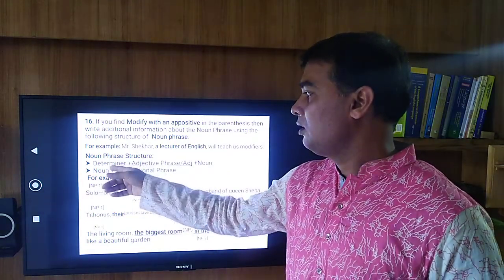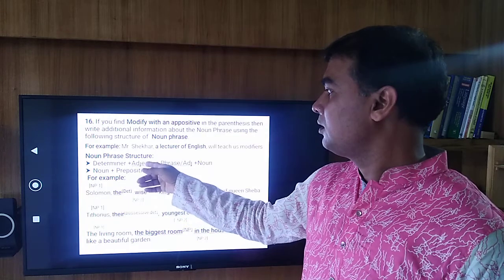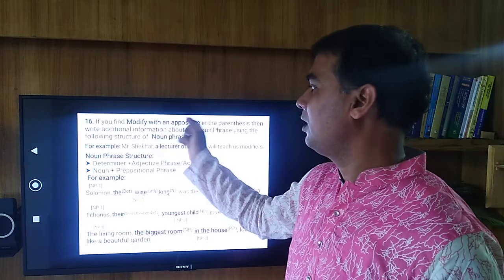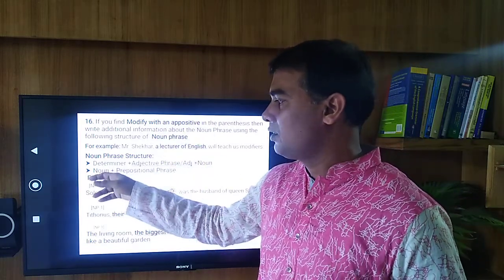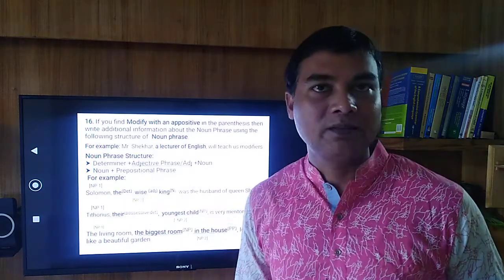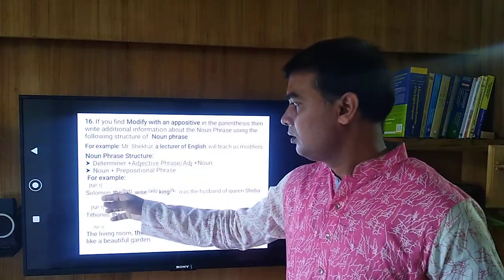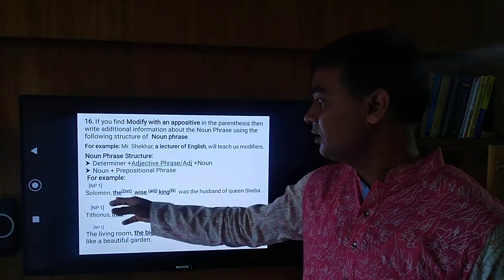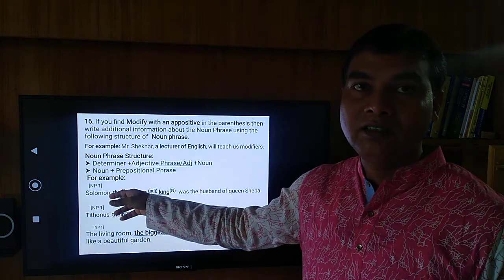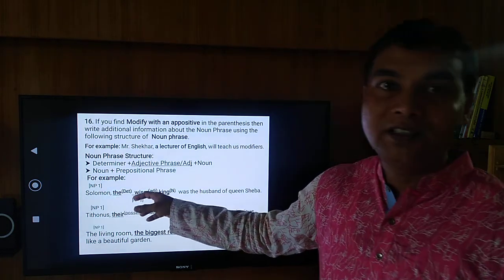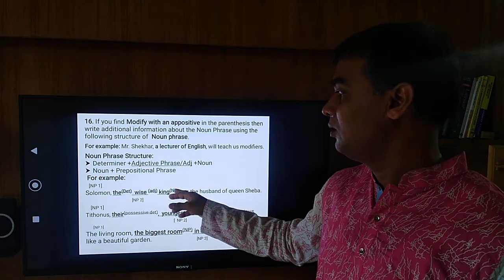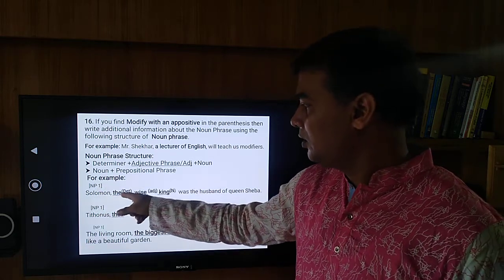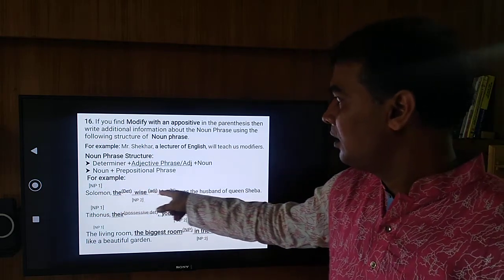Okay, now you should know how to construct a noun phrase. First of all, determiner plus adjective phrase or adjective plus noun. In this way you can construct an appositive. And the second one is noun plus prepositional phrase. For example, Solomon, the wise king, was the husband of Queen Sheba. Here you see the determiner, wise is an adjective, and king is a noun. So the wise king is a noun phrase.